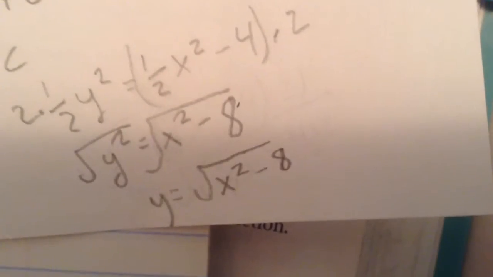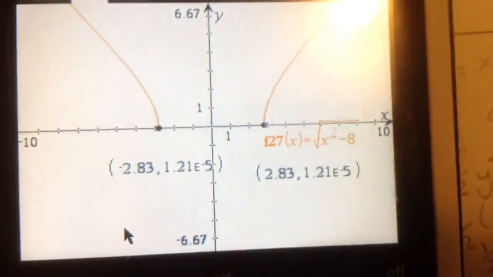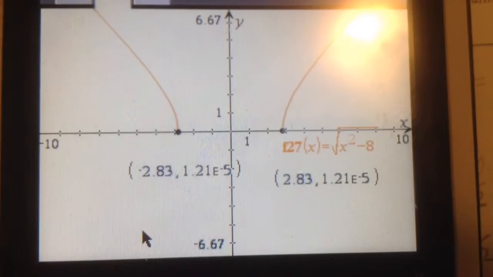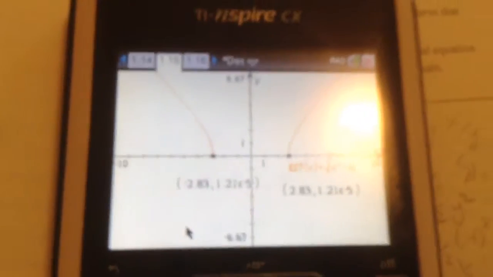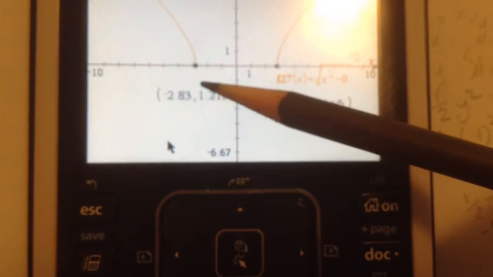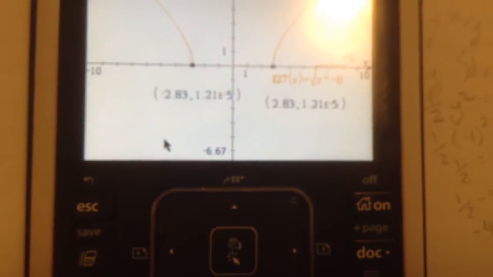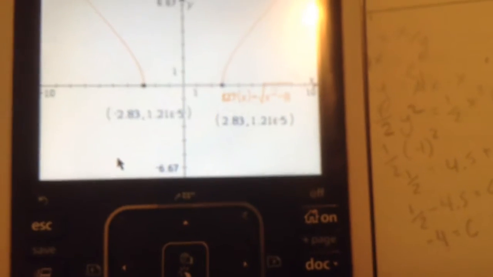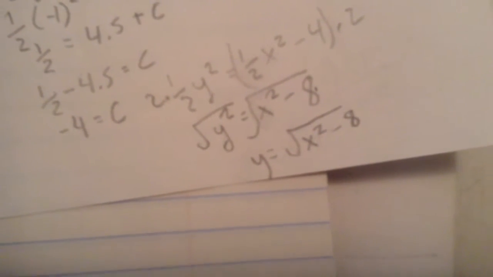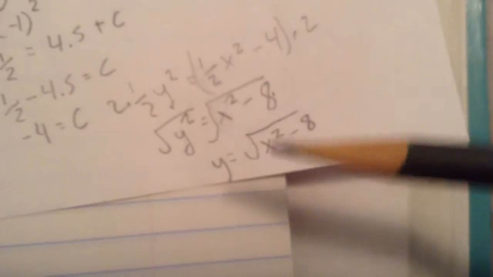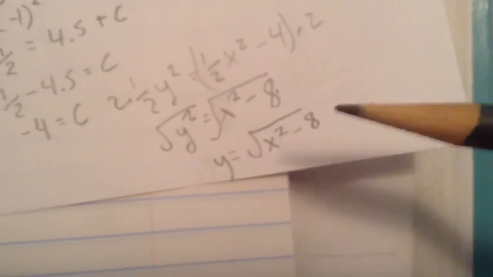To find the domain for this equation, I just plugged it into my calculator, and I analyzed the graph to find the zeros. And as you can see, the graph domain is x less than -2.83 and x greater than 2.83. And this is because for the equation, we have the square root of x squared minus 8, so all of the x values have to square to be greater than 8, so that it doesn't have a negative number in a square root, because that would be impossible.